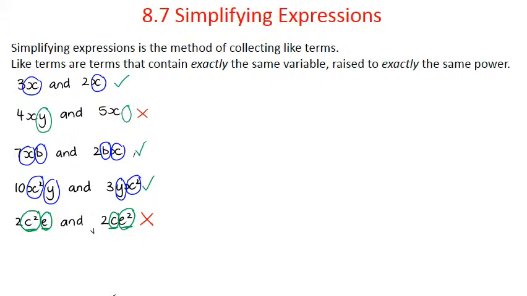So once you've figured out what are your like terms and what aren't, all you have to do is just add or subtract the numbers in front. So for example, 3x plus 2x. Essentially what it's saying is I have 3 of some item and I add 2 of that same item. How many do I have altogether? I have 5 of that item. So as you can see, you just keep the variable and you add the numbers in front.